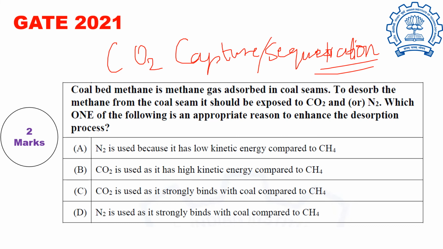So CO2 is occupying the sites. It is strongly binding the site where CH4 is residing and it is displacing CH4 from that location. But N2 also works. N2 addition to the mixture assists in quicker initial methane recovery but not the later stage methane recovery. So during the actual production process N2 is not as effective as CO2. The answer could be C or D, but the most relevant answer is option C: CO2 is used as it strongly binds with coal compared to CH4.